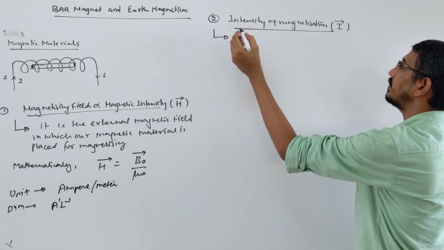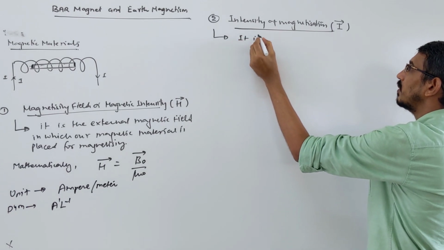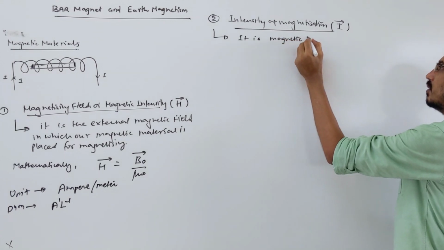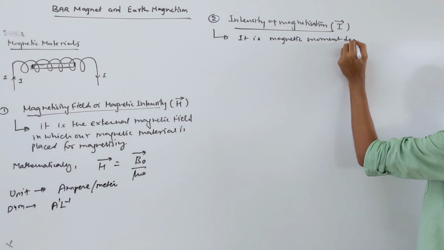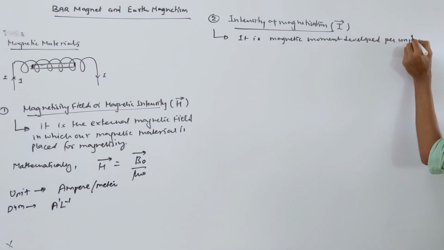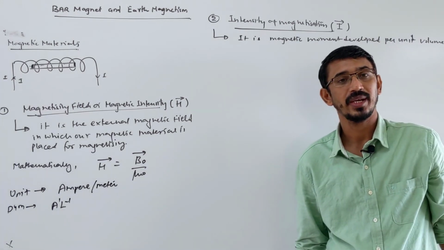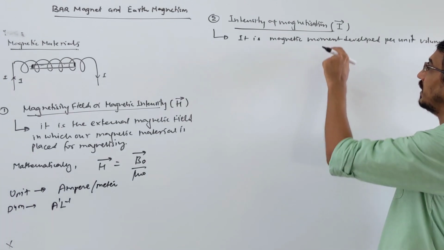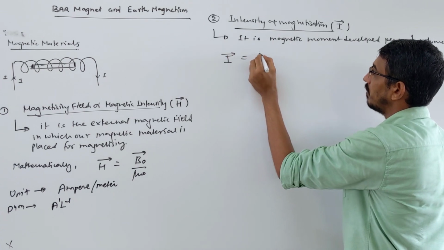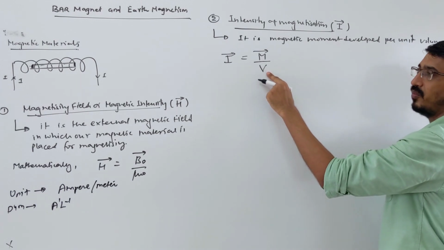This is nothing but the magnetic moment developed per unit volume. How much magnetic moment M is developed per unit volume is called your intensity of magnetization. So how do you write the formula? I is nothing but magnetic moment by volume, M by V, where V is the volume.